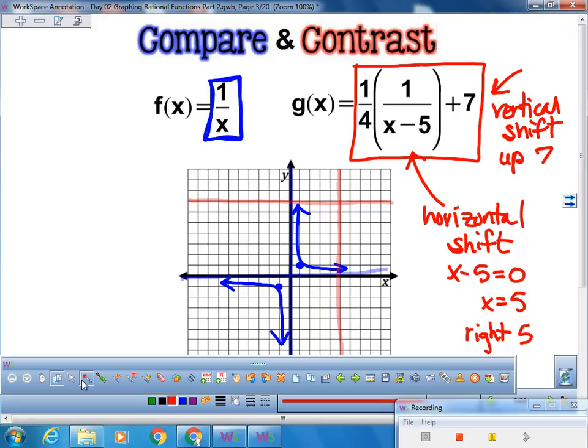I wish I hadn't used 1/4. Let's change it. We can change it, right? We have the power to do that. What? So you have to write what twice?